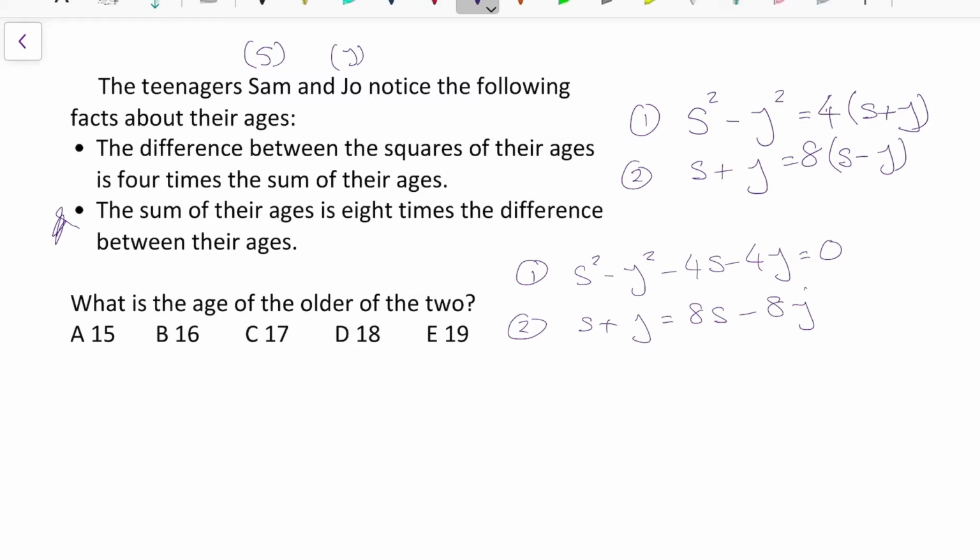Then what I can do is move all the S's to one side and all the J's to the other side. So let's move the S's over to the right and the J's over to the left. So add 8J to both sides, give me 9J. And take away S from both sides, it's going to be 7S. And at this stage you're going to pick whichever one you prefer, frankly. We want the oldest child. We said Sam's the older child, so let's just get S in terms of J. So that means that J equals 7/9 of S.